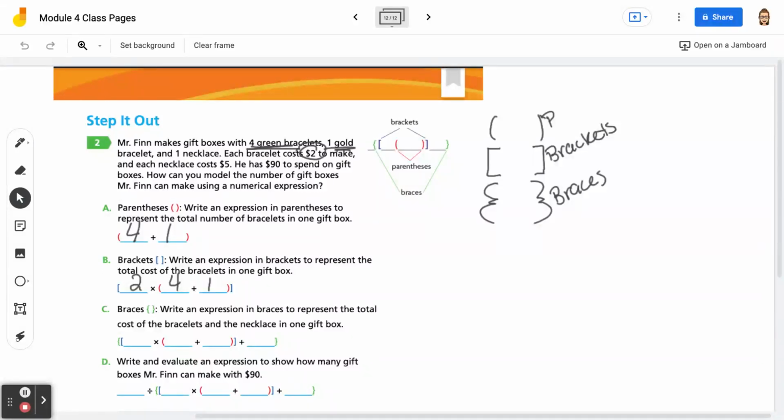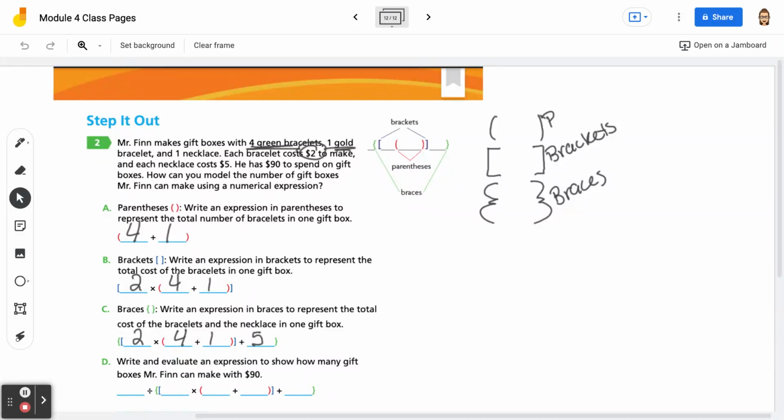So next it says, write an expression in braces to represent the total cost of the bracelets and necklace in one gift box. So we still have the 4 plus 1 is what we start with. Our next step is to multiply by 2. And then we are adding on the $5 for the one bracelet. Or one necklace, sorry.